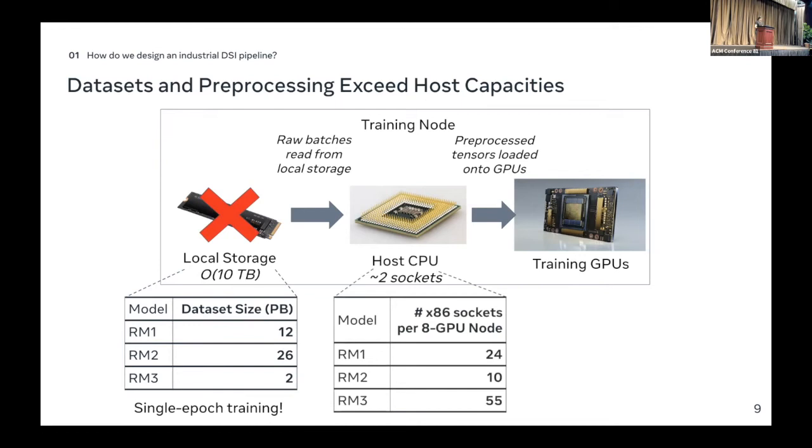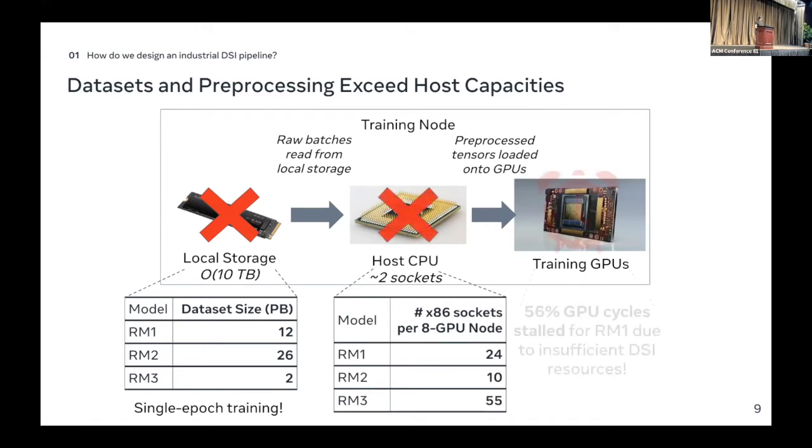Next, let's look at the pre-processing requirements. What you can see here is that during training, we need between 10 and 55 x86 sockets per 8 GPU node. I'll go into details of why this is so expensive, but you can imagine that if we have something like a 2 or maybe even 4 socket machine, this isn't viable.